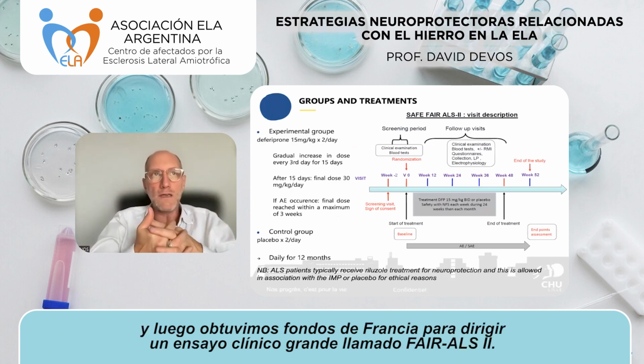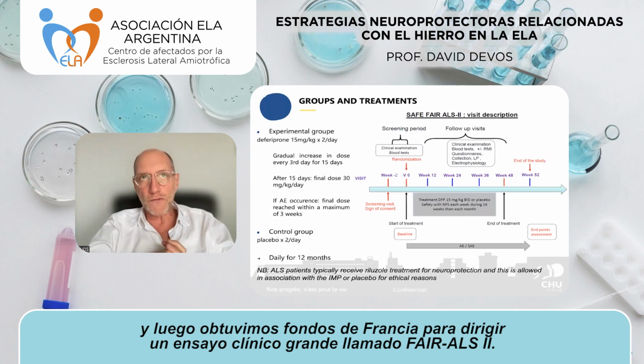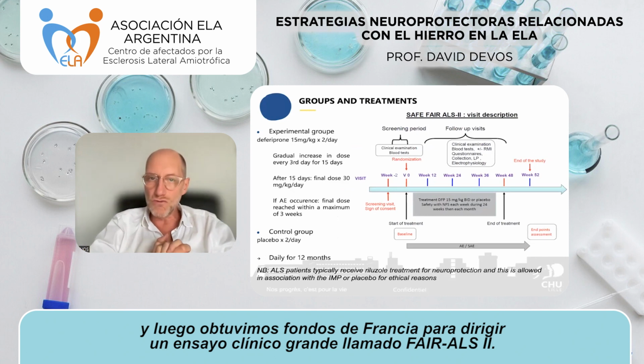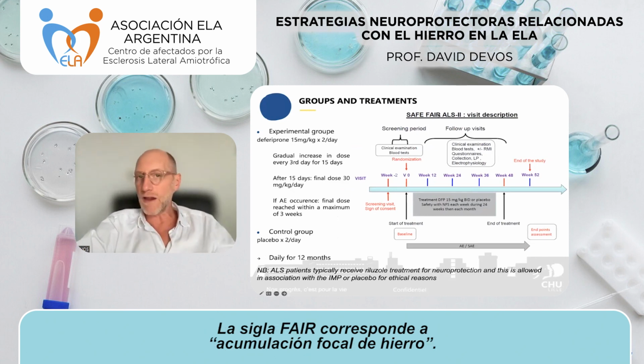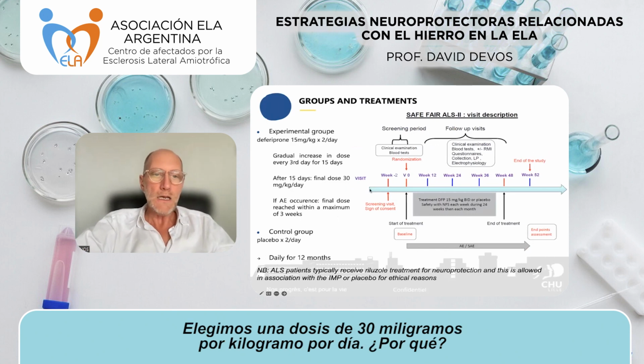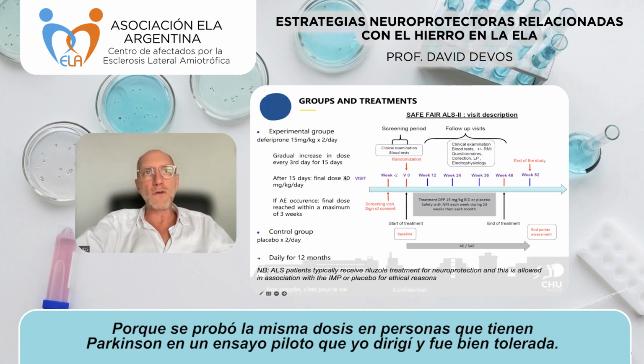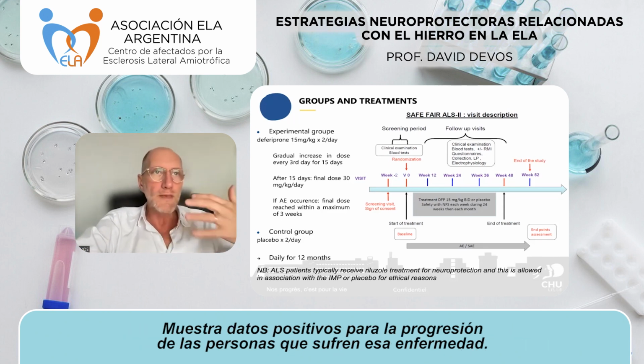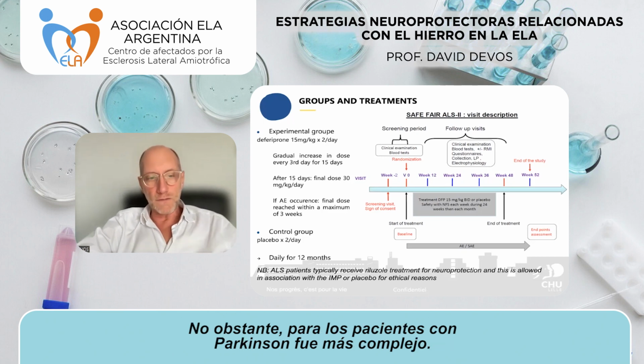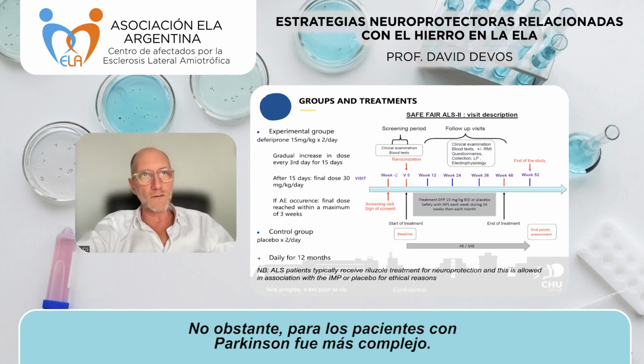And then we obtained French funds to lead a large clinical trial called FAIR-ALS-2. FAIR stands for focal accumulation of iron. And we chose a dose of 30 milligrams per kilogram per day. Why? Because the same dose has been tried in people having Parkinson's disease in a pilot trial that I've led, and it was well tolerated, and it looks like being positive on the progression of people having Parkinson's disease. But for people having Parkinson's disease, it was more complex.